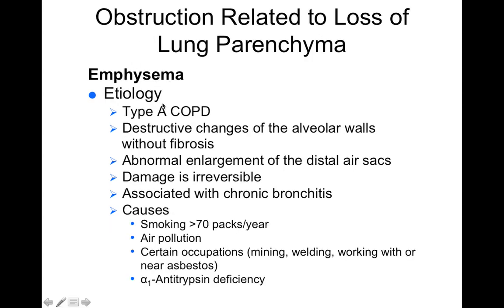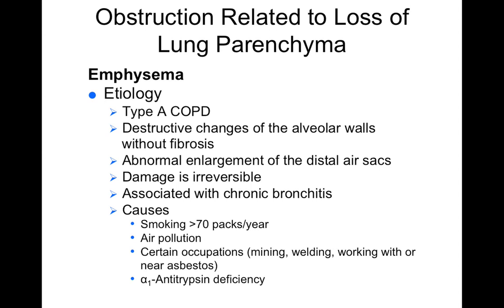Emphysema we call type A COPD, and this is actually going to be a type of pathology where you have obstruction that's related to the loss of lung parenchyma. Lung parenchyma is just lung tissue. So COPD is due to loss of this lung tissue. And what we find are destructive changes of the alveolar walls without fibrosis. Like you don't see the fibrotic scarring that you would see with traditional scar tissue.